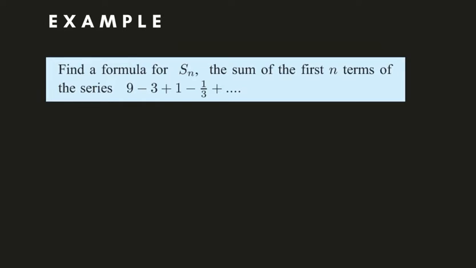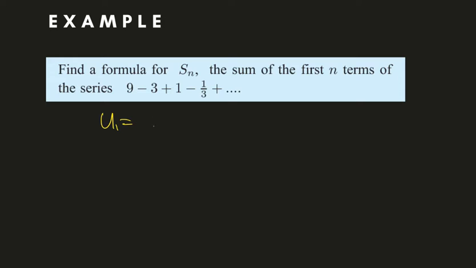Okay, let's take a look at another example. Let's step it up a little bit now. So we've got to find a formula for the sum of n terms, and we've got a series given to us. So we're looking for a formula. This formula will have an n in it because we don't have what n is. So that'll be part of our formula. So let's just write down what we know.